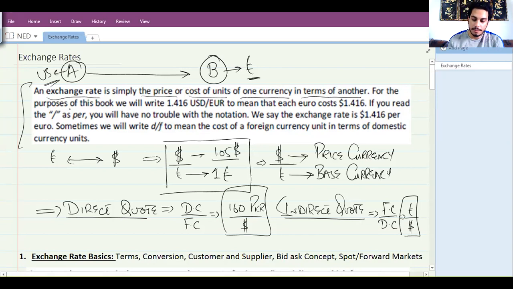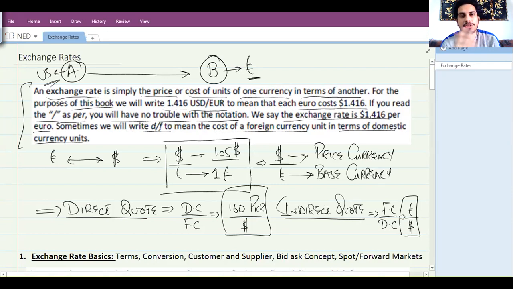For the purposes of this book, we will write 1.1416 USD per euro to mean that a euro costs $1.1416. If you read the slash as "per", you will have no trouble with the notation. We have the exchange rate dollars per pound, per euro. Sometimes you will write T per F to mean the cost of foreign currency in terms of domestic currency.